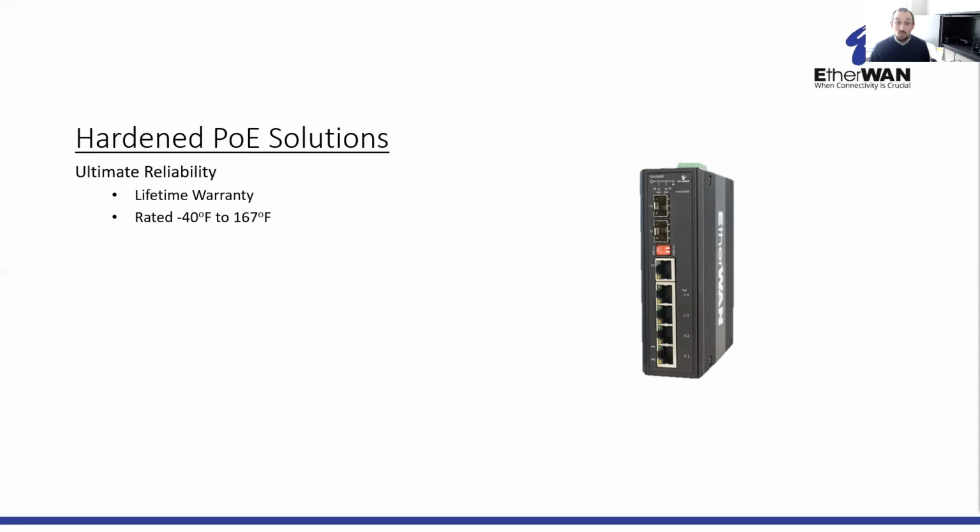They have a lifetime warranty on the EtherWAN product. So it's something that you can install once and not have to worry about repurchasing. And it's rated for the temperature range that you're going to run into in the field, anywhere from -40 degrees for folks like myself up in New England, where things can get a little bit cold, all the way up to 167 degrees Fahrenheit operational temperature.